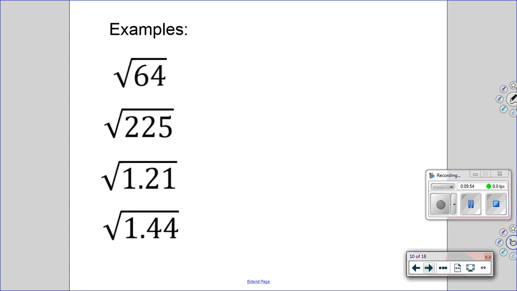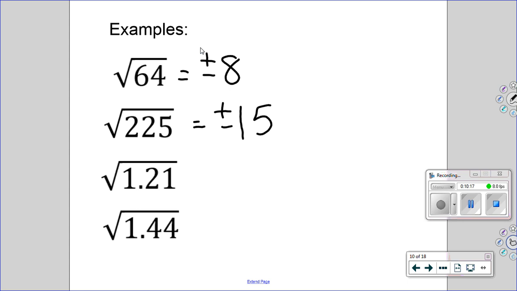Alright, so let's try some of these. Square root of 64. 8. 8 plus or minus 8 to be exact. Make sure you put the battery sign. These 4 examples should go in your notes. The next one, square root of 225, 15 plus or minus 15. Okay, it could be positive or minus 15.